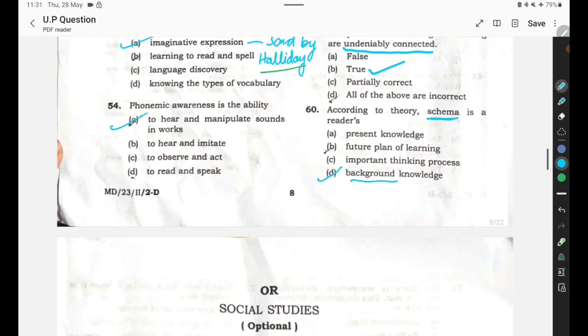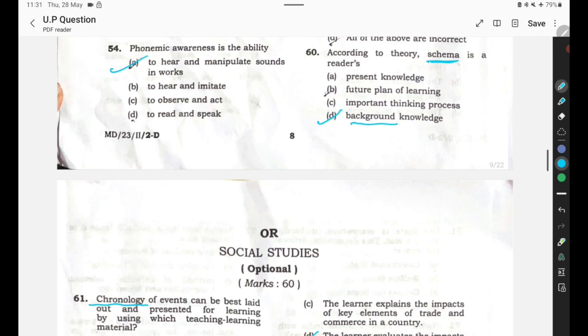Okay. Now 60. According to the theory, schema is a reader's background knowledge. For example, you are reading history in class 9, and you read that same topic from class 6 also. The knowledge that you have from before, when you reread that chapter in class 9, meaning the same concept, this rough knowledge you have is called schema. So that's why it is called background knowledge. I think you are clear with this also.